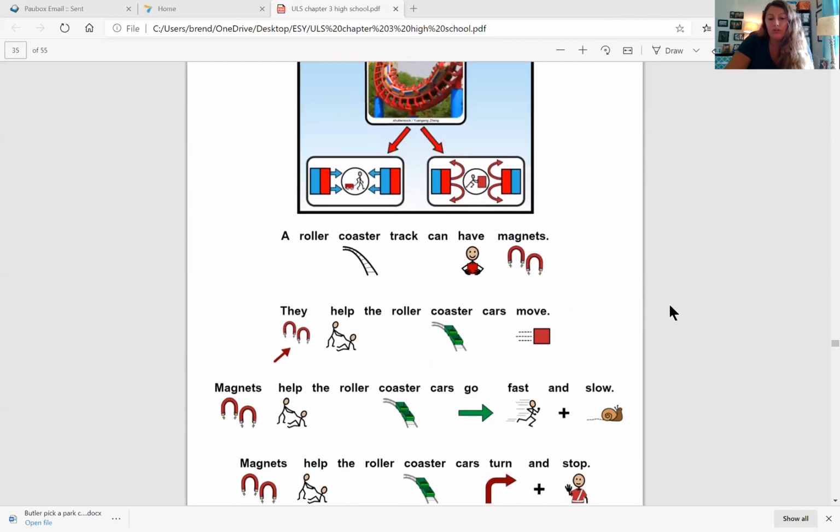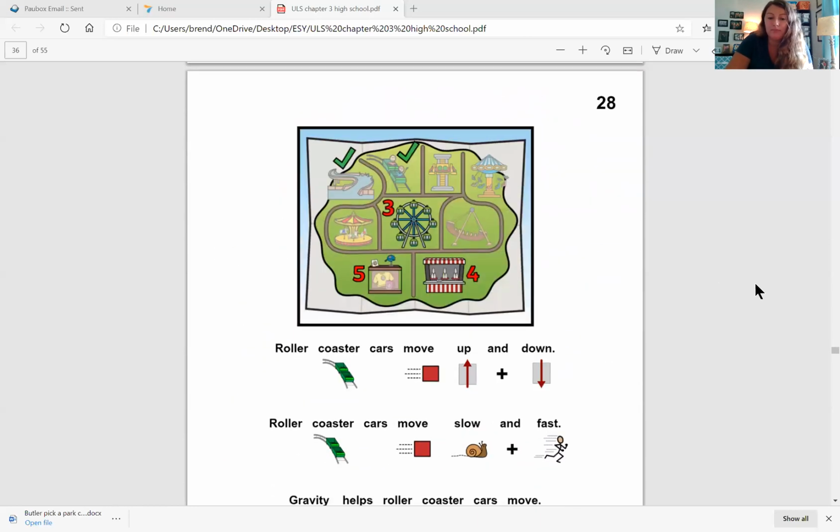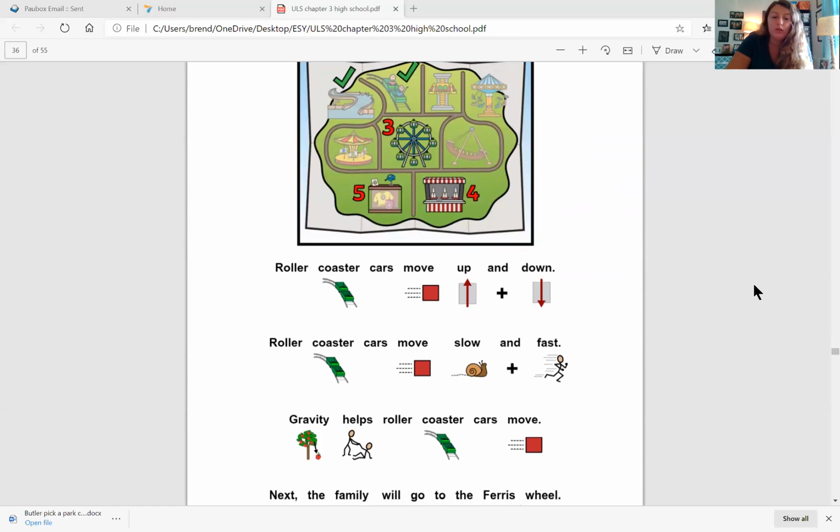A roller coaster track can have magnets. They help the roller coaster cars move. Magnets help the roller coaster cars go fast and slow. Magnets help the roller coaster cars turn and stop. Roller coaster cars move up and down. Roller coaster cars move slow and fast. Gravity helps roller coaster cars move. Next, the family will go to the Ferris wheel.